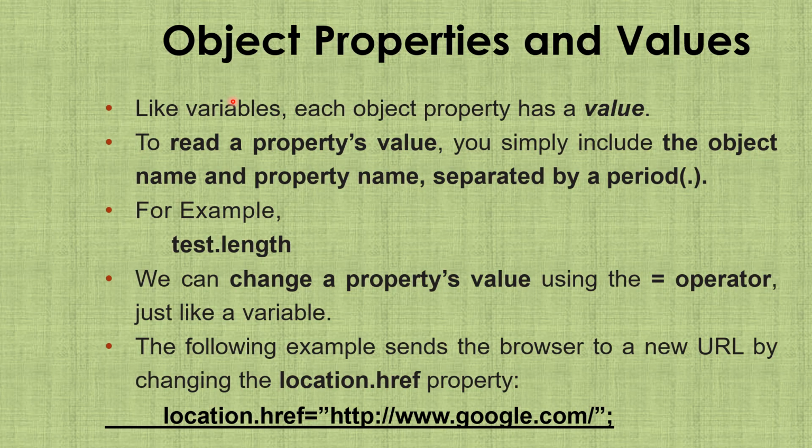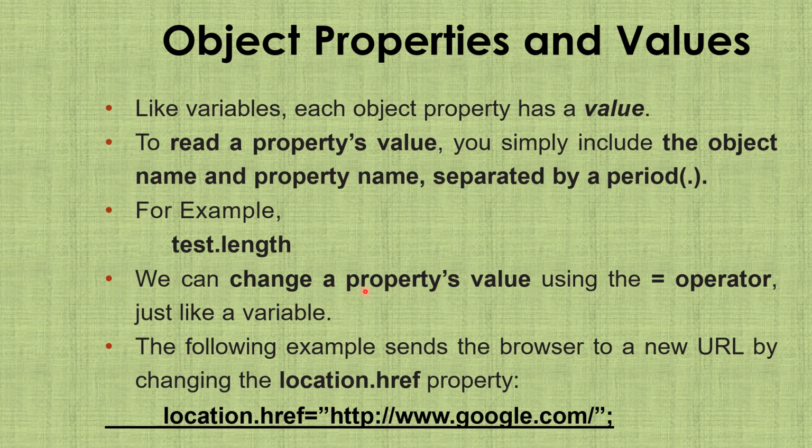Like variables, each object property has a value. For example, color is a variable. The value of color is red. To read the property's value, we use the dot notation: object name dot property name. Here test dot length. Length is the property, test is the object.